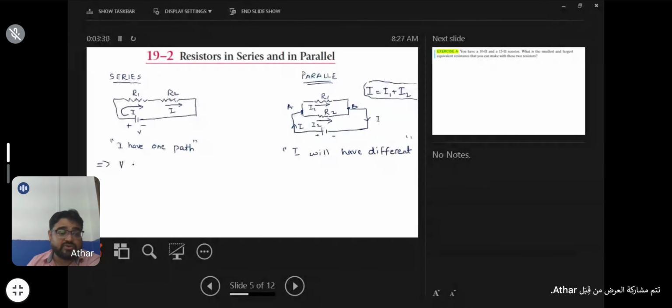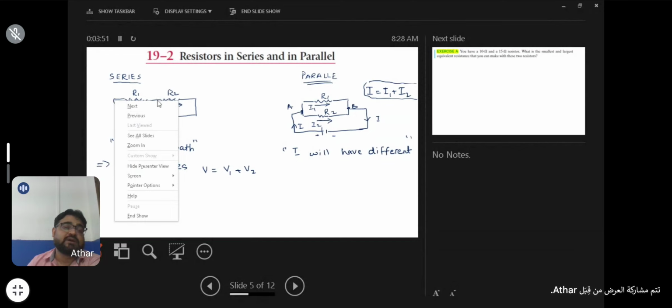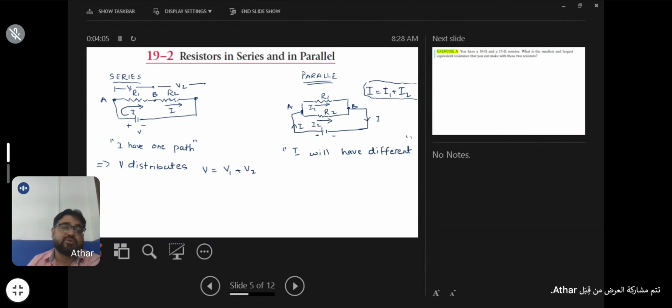In series, voltage distributes. What happened? Voltage distributes. For example, if the total voltage provided by the battery is V, the voltage will distribute to V1 and V2. But when you add V1 and V2, you will get the same V. So voltage across R1, let's say it would be V1, from here to here. Let me name it terminal A to B. And for R2, the terminals are B to C. So voltage may be V2. So here you have to remember that for series combination, voltage is distributed.